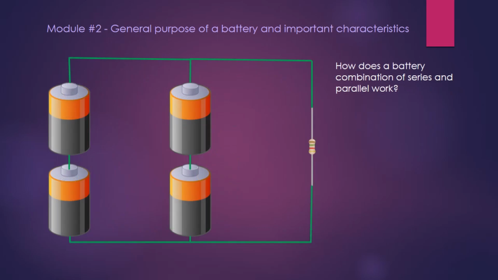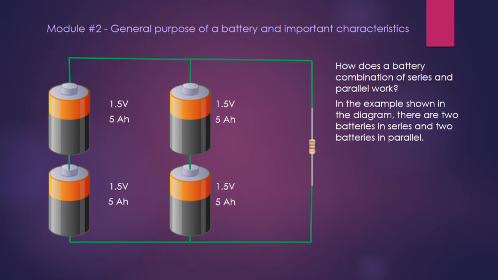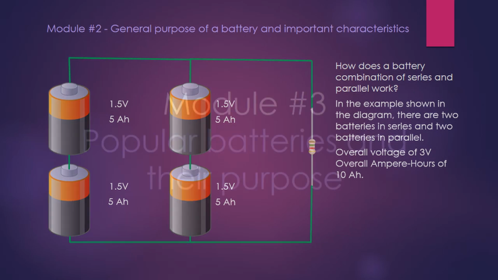So far, we've talked about batteries in series and we've talked about batteries in parallel. But what happens when we have a configuration of batteries in series and parallel? This can best be explained by the example on the slide. In this configuration, you have 2 batteries in series, another 2 batteries in series, and then those batteries are connected in parallel. To find the overall voltage and amp hour rating of this circuit, you can add the voltage values of the 2 batteries in series and the amp hour values of the 2 batteries in parallel. This gives you an overall voltage of 3 volts and an overall amp hour rating of 10 amp hours.